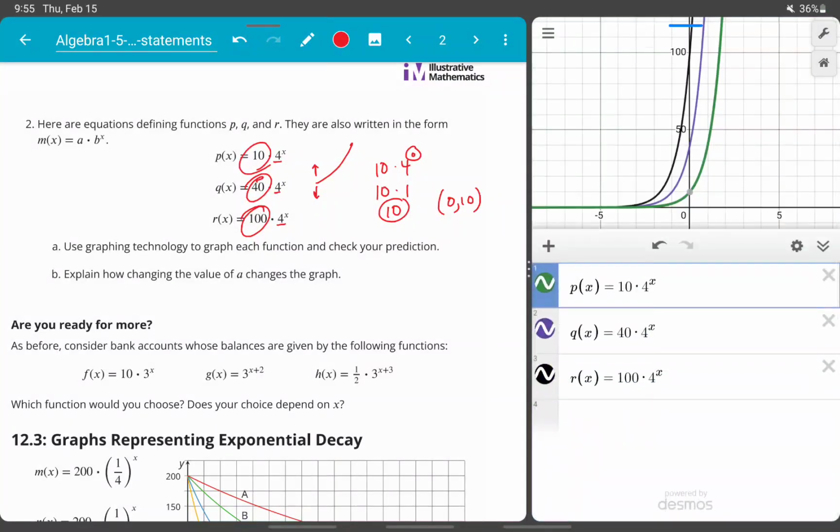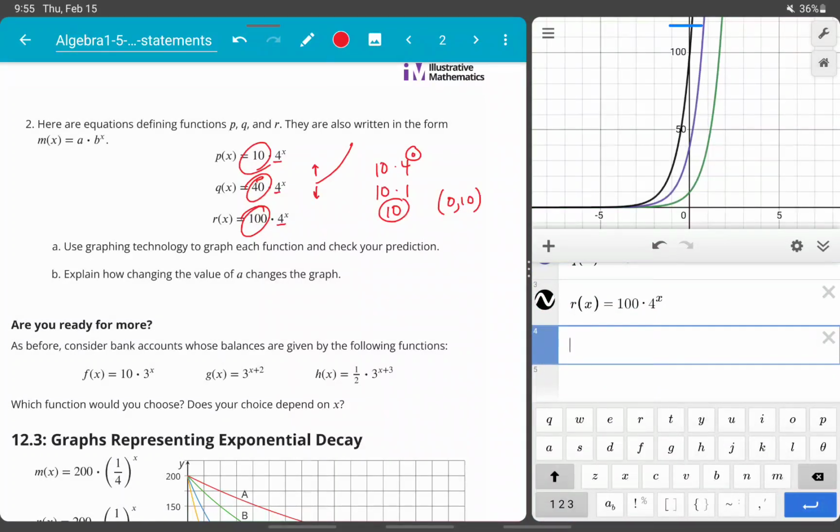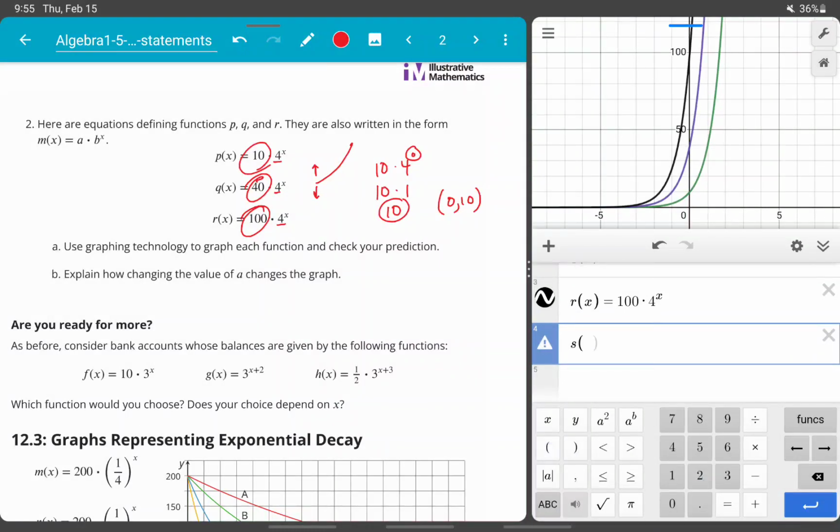Okay, let's add one more point to this, and let's call this PQR. Let's do this S. S of x equals, and instead of picking a specific number, I'm going to pick A.